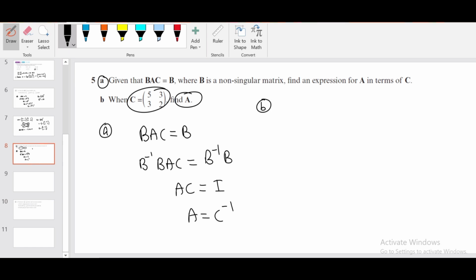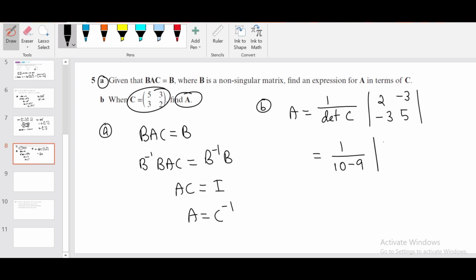For part B, A is basically the inverse of C. So you can write 1 over the determinant of C, and then swap the leading diagonal elements, and then change the sign of these two elements. The determinant value of C is 5 twos are 10 minus 9. Understand? Yeah. Sorry, you don't put the line here like a modulus sign, because the inverse is a matrix.